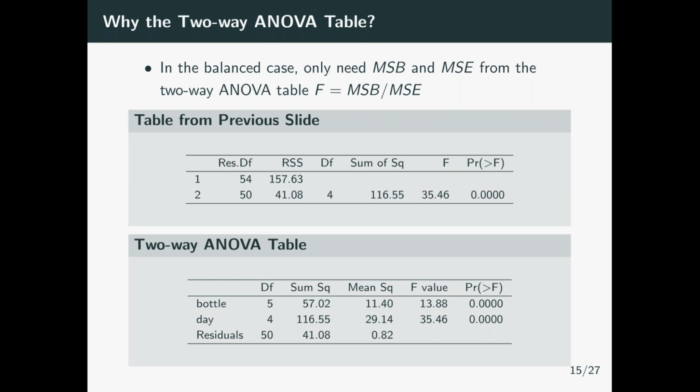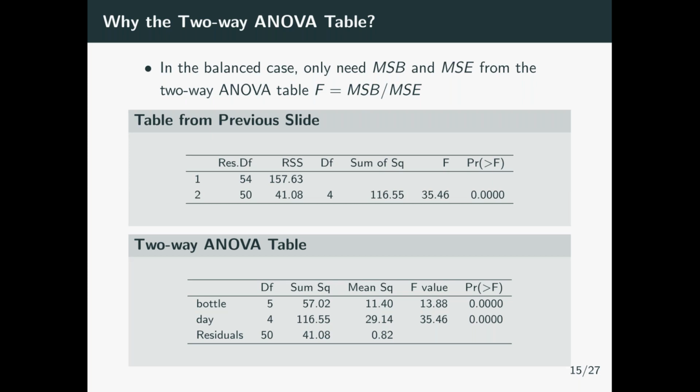So why in the world did I bother writing down the general two-way ANOVA table? Well, in balanced cases, and that word is important, I'll come back to what balanced means after I talk about the two different tables. In balanced cases, the two-way ANOVA table gives you everything. It gives you the F statistic. You can calculate the F statistic right off of the two-factor ANOVA table.